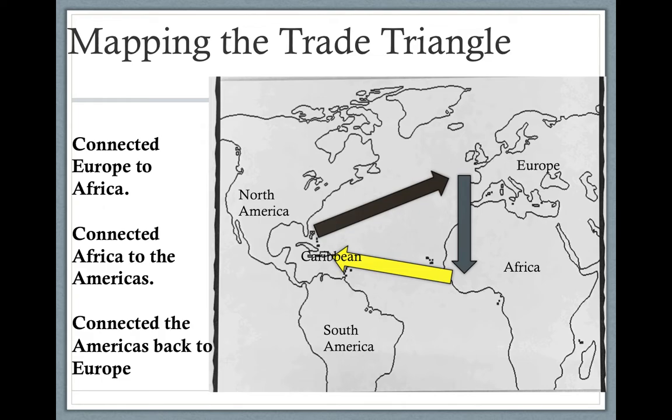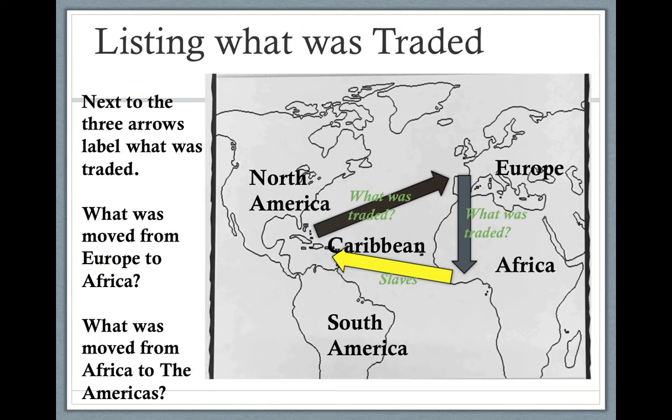Then we need to add the 3 legs of the triangle trade. So we need to connect Europe to Africa, connect Africa to the Americas, and connect the Americas back to Europe. Create that triangular trade pattern. Next to the 3 arrows, label what was traded. What was moved from Europe to Africa? What was moved from Africa to the Americas? And what did the Americas send to Europe?